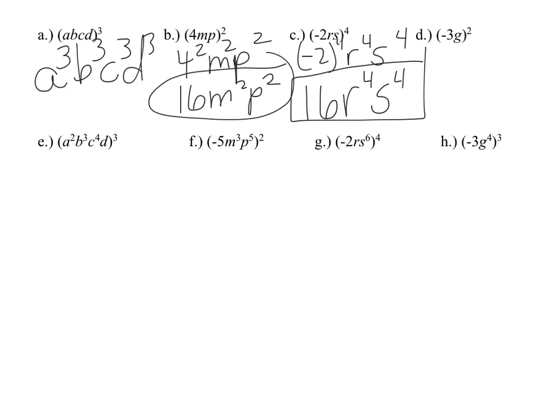All right? The next one. I'm just going to do this one in my head. Negative 3 squared. Negative 3 squared is positive 9, right? Negative 3 times negative 3. Then G to the second. And that's our final answer. Okay? Take the negative 3 to the second power, take the G to the second power.